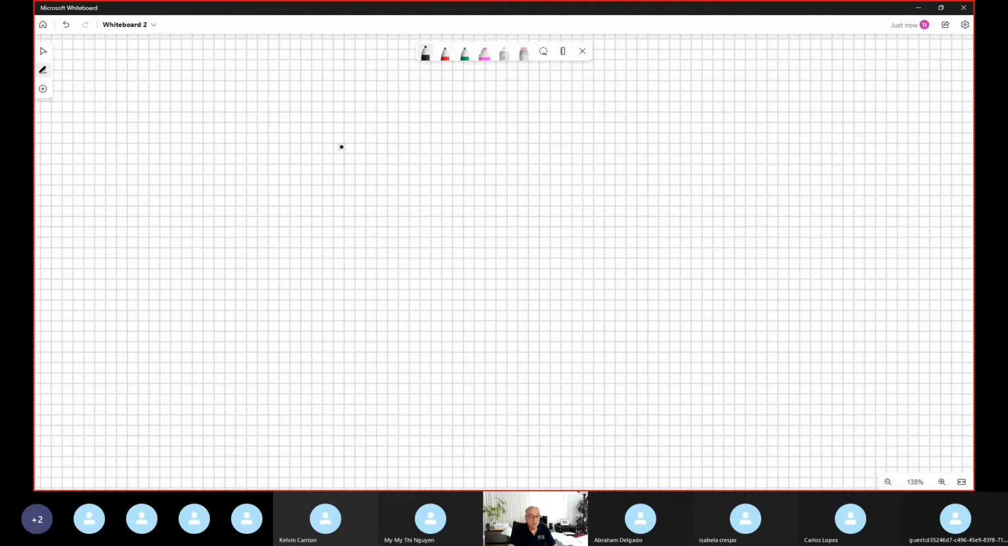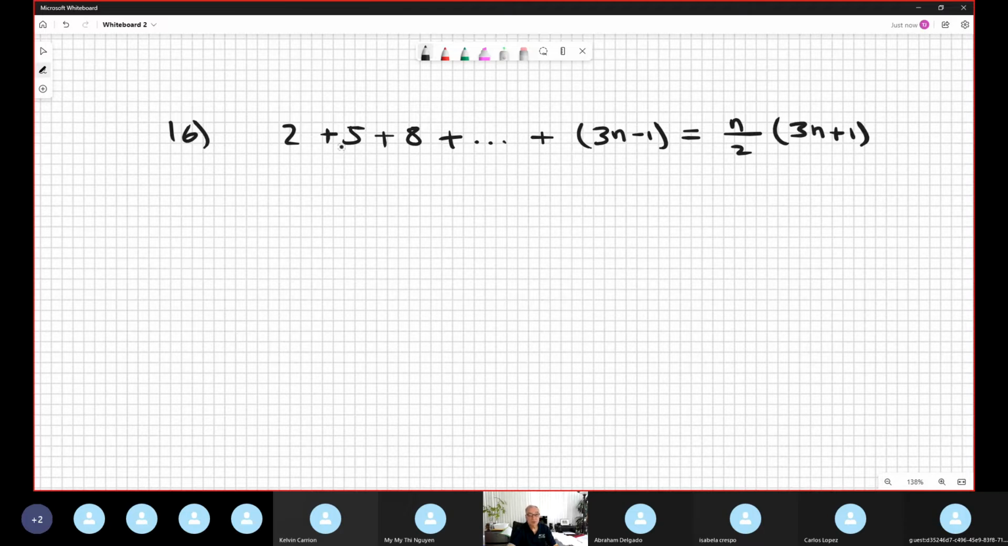Number 16 is the mathematical induction proof. Only one in the test like that. I need to prove that 2 plus 5 plus 8 plus ... plus 3n minus 1 is equal to n over 2 times 3n plus 1, using mathematical induction. Remember, mathematical induction consists of 2 steps. The first step is called the basic step. It's to prove whether statement 1 is true or false.